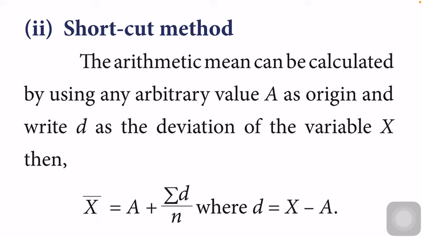So, we can assume some value as the assumed mean and then calculate the arithmetic mean for the data. In that case, x bar is equal to a plus sigma d by n. d is x minus a. What is x? x is the values we have been given, and we have to subtract a from each and every element and then find the sum of all d. Summation means total.